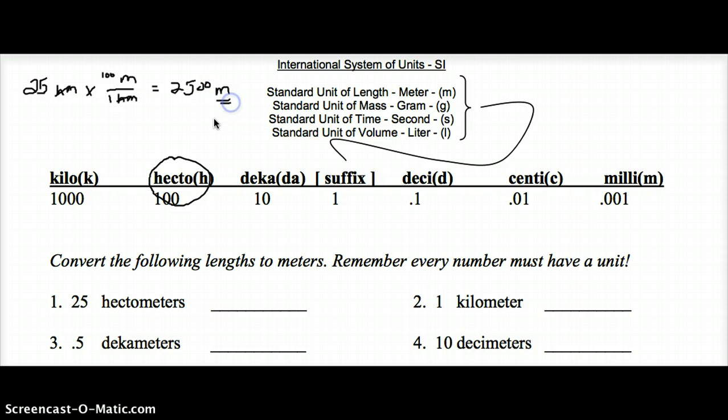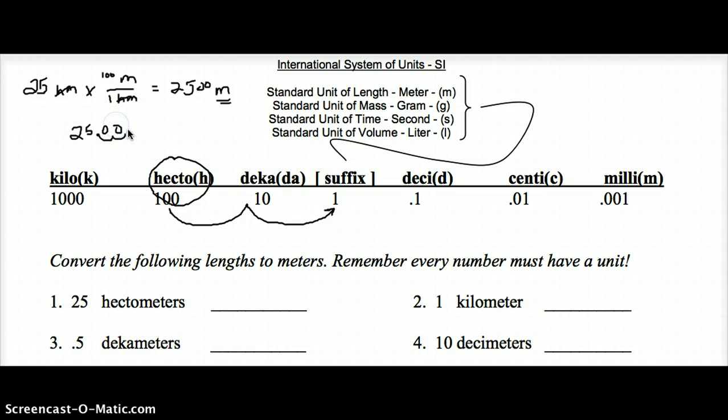And that's essentially what you're doing. Now you probably learned in 6th grade, hey, I start with hectometer, and I'm getting smaller, so I'm going to jump 2 places to the right. So I would move that 25 hectometers as given, knowing the decimal place is after, and I'm going to move it 2 places. And you get the same answer.